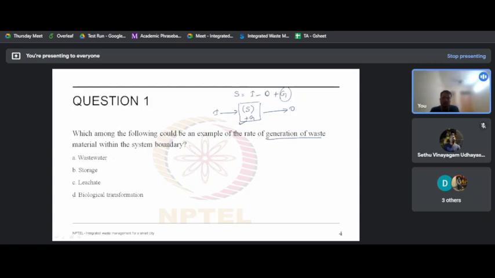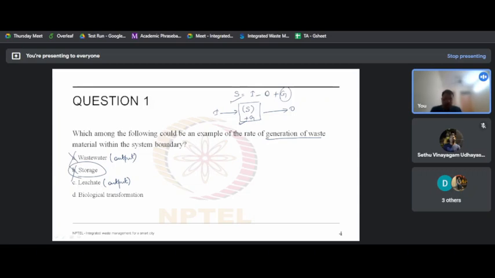So wastewater cannot be the answer because this will be like output of the system. It can be directly output. Storage is not a rate of generation. This is a block of the system. Storage cannot be the answer. Then we have leachate. Leachate also will generally be output. As we have seen, landfills generate leachate if not properly managed.